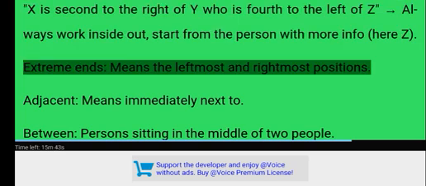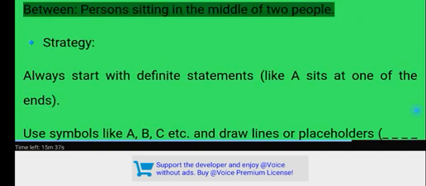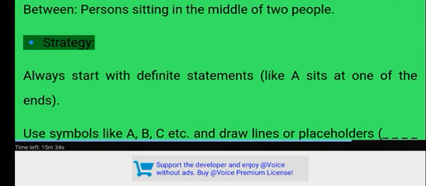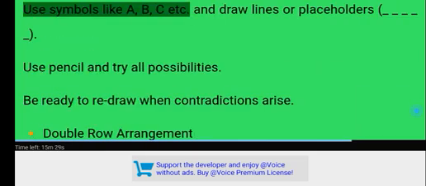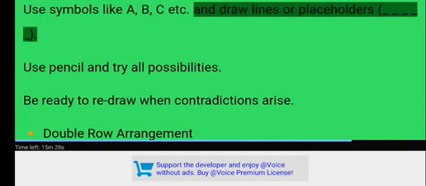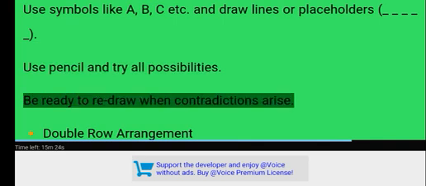Extreme ends means the leftmost and rightmost positions. Adjacent means immediately next to. Between means the person sitting in the middle of two people. Small diamond: strategy. Always start with definite statements like A sits at one of the ends. Use symbols like A, B, C etc. and draw lines or placeholders, underscore underscore underscore underscore underscore. Use pencil and try all possibilities. Be ready to redraw when contradictions arise.